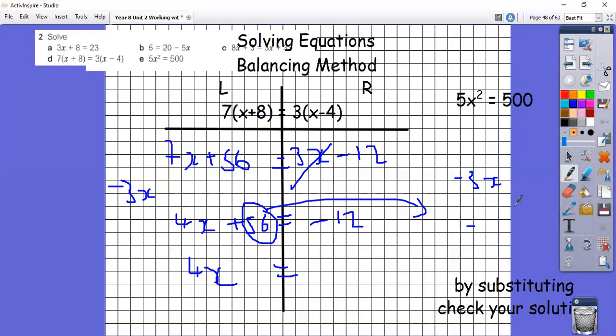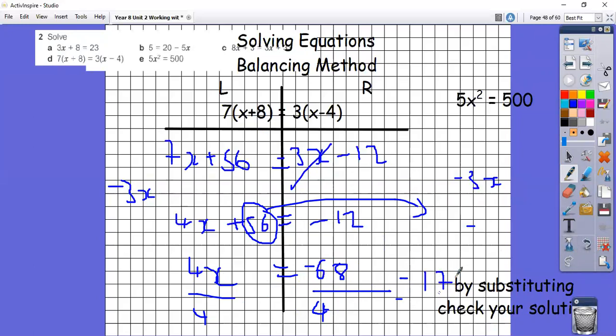So negative 12, subtract 56 is negative 68. Okay. And then now I'm left with a 4x. So remember, when I get to this stage, I just need to divide both sides by the coefficient. So divide both sides by 4, negative 68, divide by 4. So half of 68 is 34, half of 34, 17, not 16, 17.